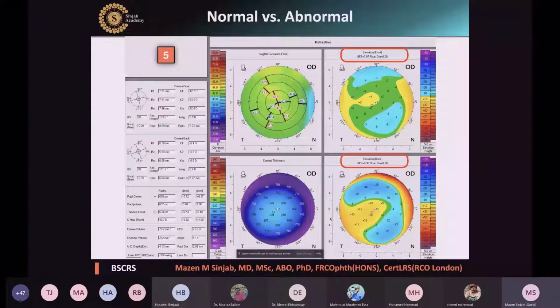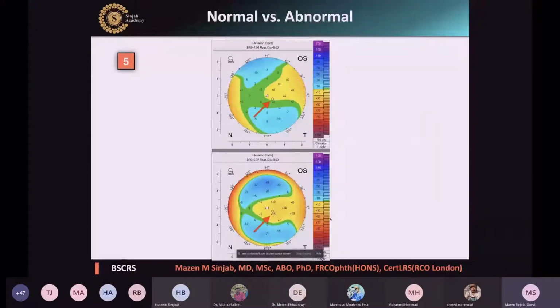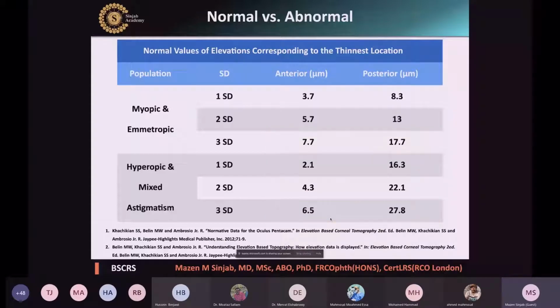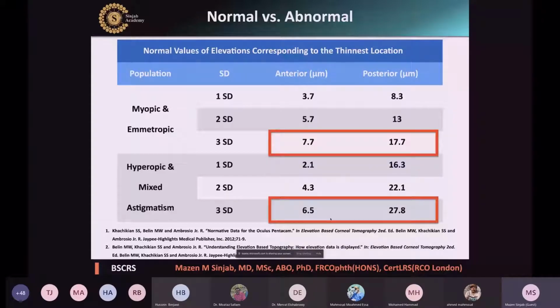We come to the best fit sphere. Regarding the best fit sphere, if we are using the best fit sphere for the elevation maps, then we have to look at the numbers corresponding to the thinnest location. And we have to follow this table for the cutoff values. Remember, for anterior 8, posterior 18, if the patient is myopic or emmetropic, and for the hyperopic or mixed astigmatism, the anterior 7 and the posterior 28. So 8, 18, 7, 28. Just remember these cutoff values.